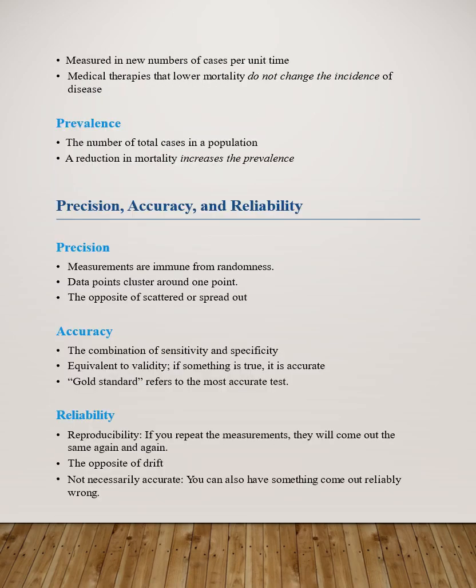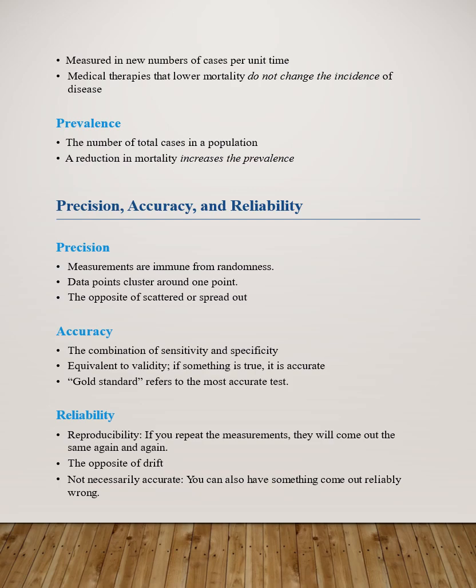Let's go to the next slide, number 9. Measure of new numbers of cases per unit time. And number 3, medical therapies that lower mortality do not change the incidence of the disease. Let's discuss prevalence. This is the number of the total cases in the population. And number 2, a reduction of mortality increases the prevalence.